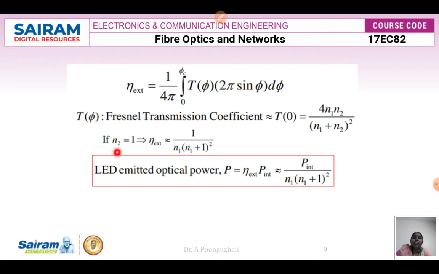Suppose I assume that n2 is equal to 1, then in that case your external quantum efficiency can be given as 1 by n1 into (n1 plus 1) the whole square. We can approximate it and find that external quantum efficiency is equal to 1 by n1 into (n1 plus 1) the whole square. So the LED emitted optical power P is equivalent to your external quantum efficiency into the internal power, that is going to be P internal divided by n1 into (n1 plus 1) the whole square.